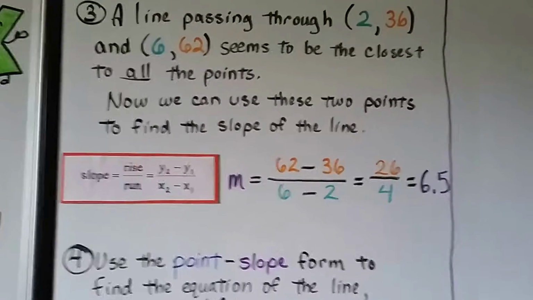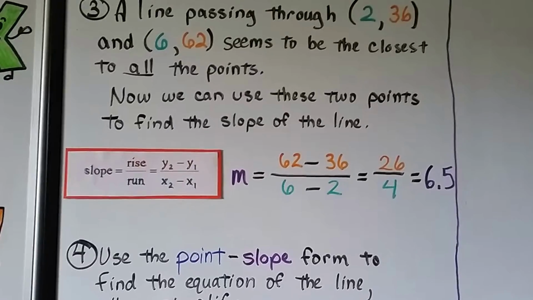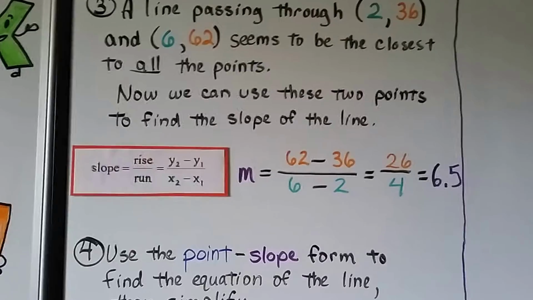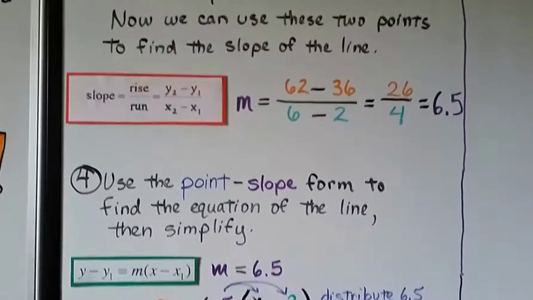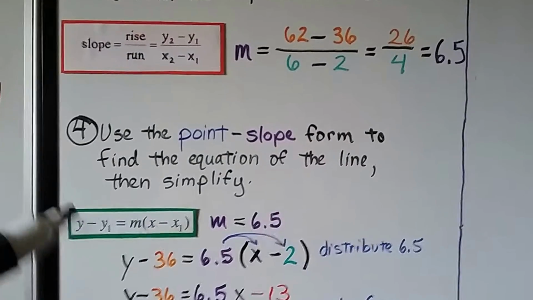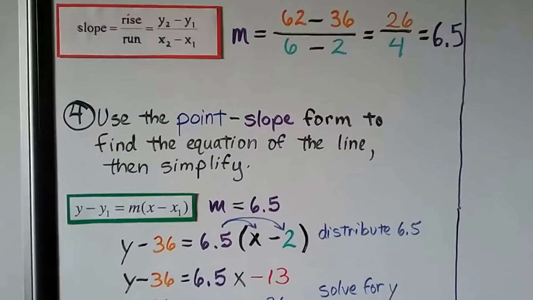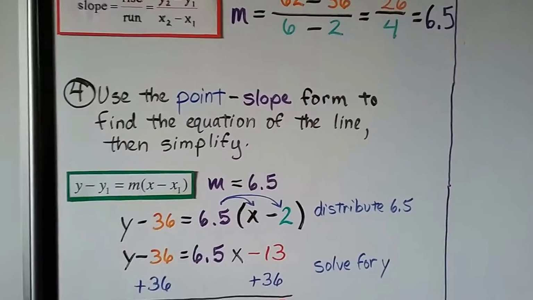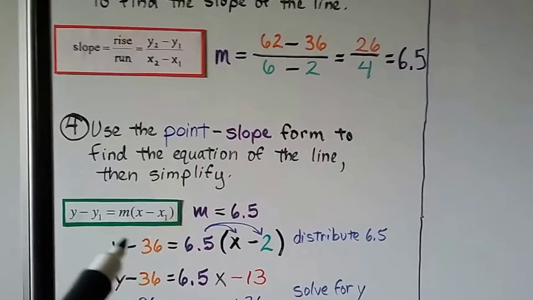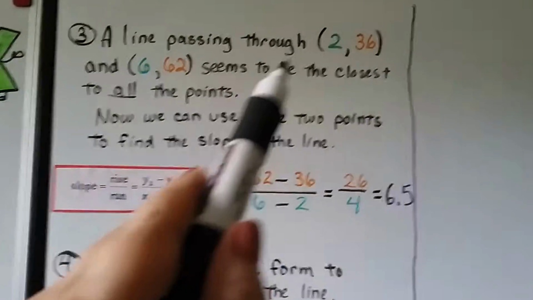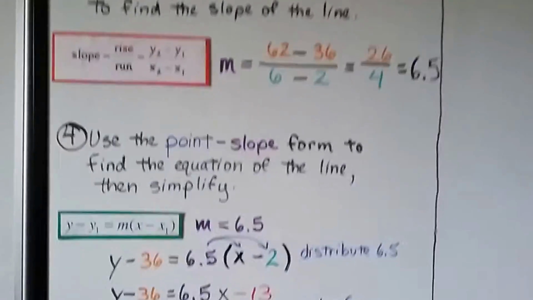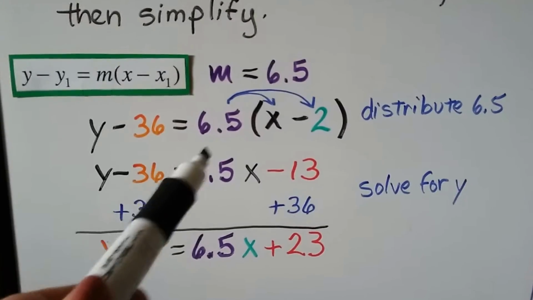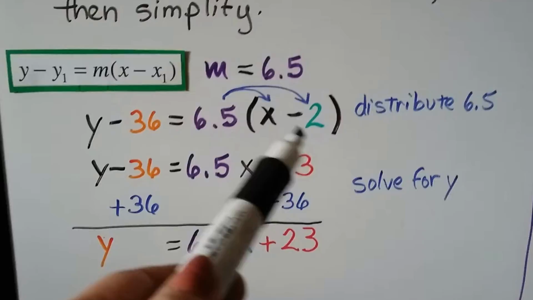That simplifies to 6.5. 4 times 6 is 24 with 2/4 left over. That comes out to 6.5. We use the point slope form to find the equation of the line and then simplify. So we know our slope is 6.5. We can put that in. And we know our first ordered pair is x sub 1, y sub 1. That's a 2 and a 36. So our equation looks like y minus 36 equals 6.5 times x minus 2.